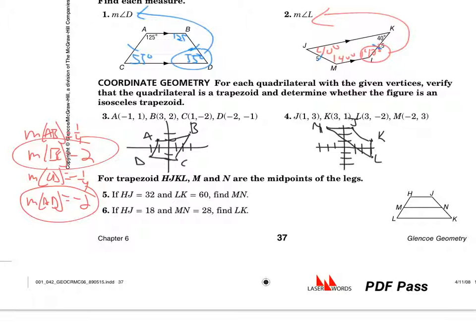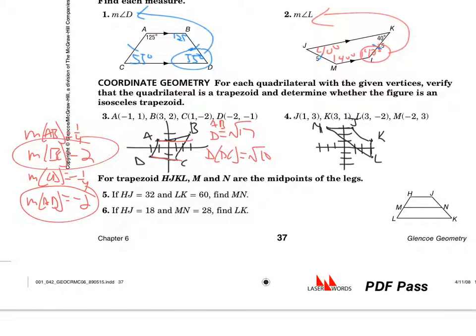Now to figure out if it's an isosceles trapezoid, you just got to use the distance formula on the non-parallel sides to see if they're the same. So that's going to be AB and DC in my case. I need to find those distances and see if they're the same. So AB, the distance is 4 plus 1 is root 17. That's for AB. And the distance for DC, or CD, is going to be 3 plus 1 is root 10. Since they're not the same, it's not isosceles.